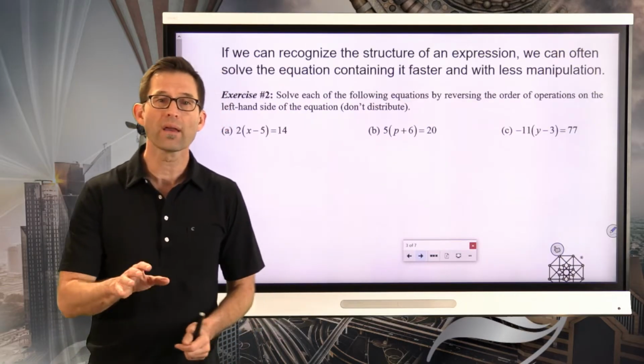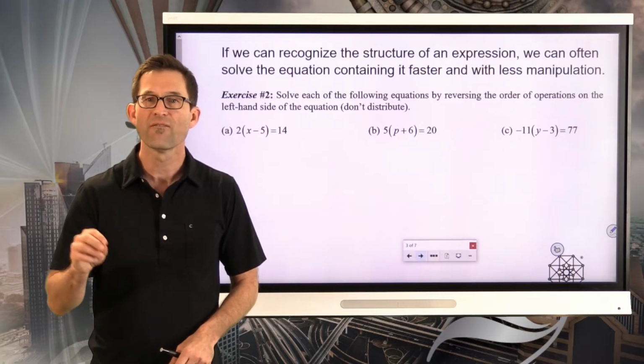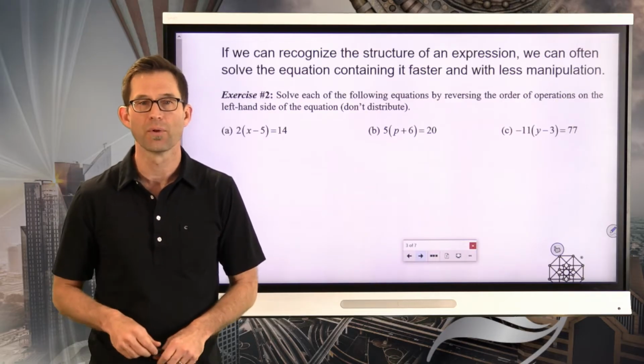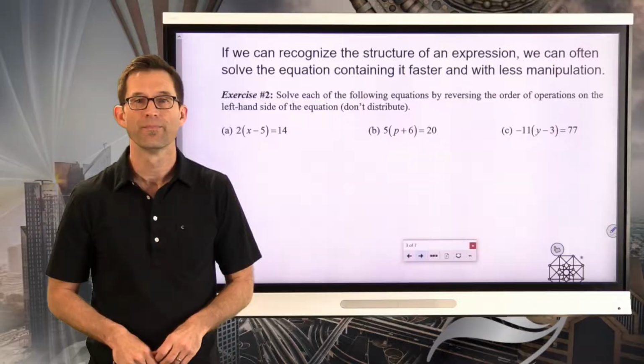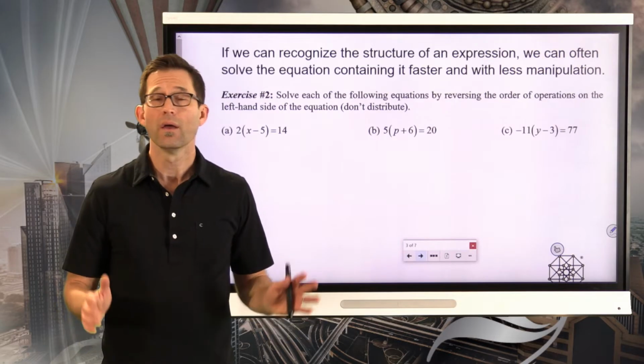So if we can recognize the structure of an expression, we can often solve the equation containing it faster and with less manipulation. Exercise number 2. Solve each of the following equations by reversing the order of operations on the left-hand side of the equation. Don't distribute. So again, don't get me wrong.